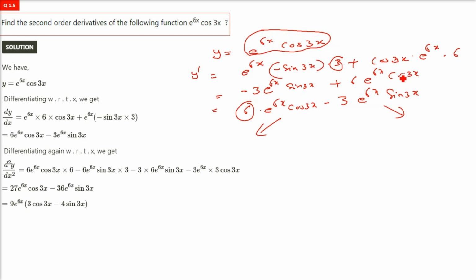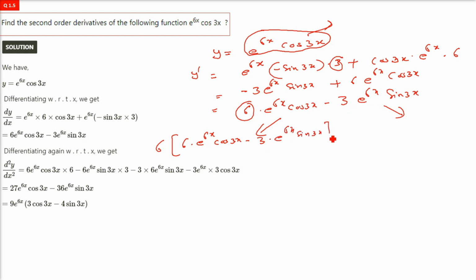So we can just directly take this content and just put it here in the place of differentiation of e raise 6x cos 3x. So I have a 6. Now I am writing the y prime, which is the differentiation of the actual function as it is. So it will be 6 e raise 6x cos 3x minus 3, then we have e raise 6x sin 3x.